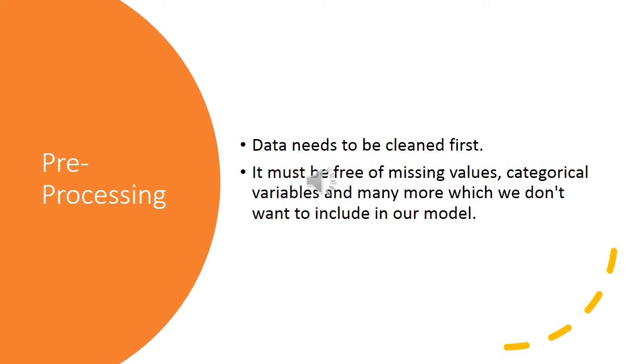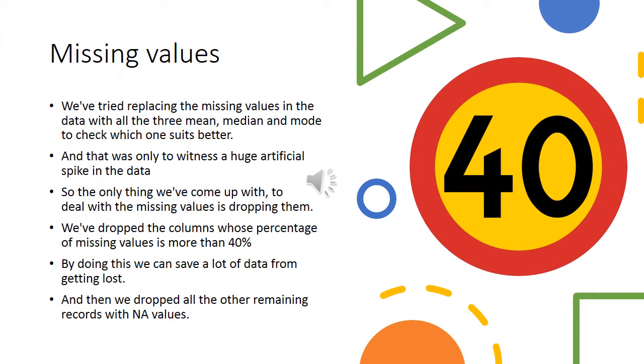In the pre-processing stage, the data needs to be cleaned first. It must be free of missing values, categorical variables, and many more which we don't want to include in our model. We have tried replacing the missing values in the data with all three: min, median, and mode, to check which one suits better. And that was only to witness a huge artificial spike in the data. So the only thing we have come up with to deal with the missing values is dropping them.